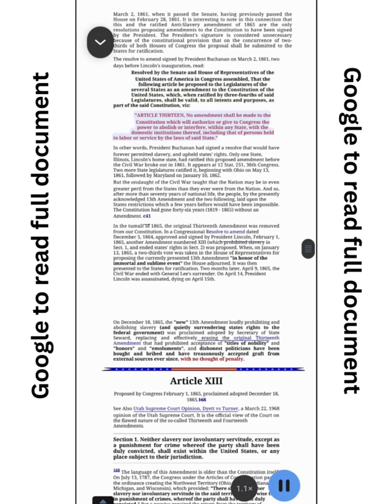Article 13. No amendment shall be made to the Constitution which will authorize or give to Congress the power to abolish or interfere, within any state, with the domestic institutions thereof, including that of persons held to labor or service by the laws of said state. In other words, President Buchanan had signed a resolve that would have forever permitted slavery, and upheld states' rights. Only one state, Illinois, Lincoln's home state, had ratified this proposed amendment before the Civil War broke out in 1861.